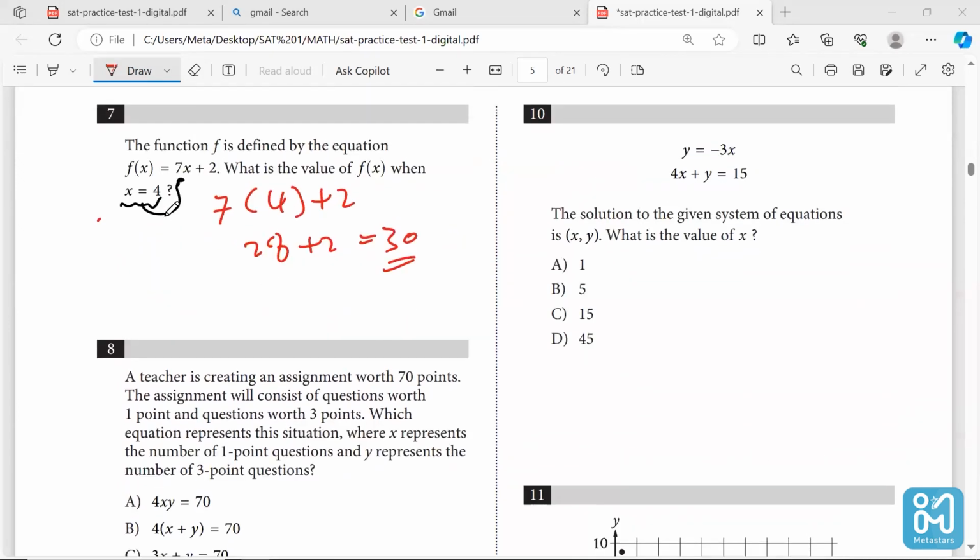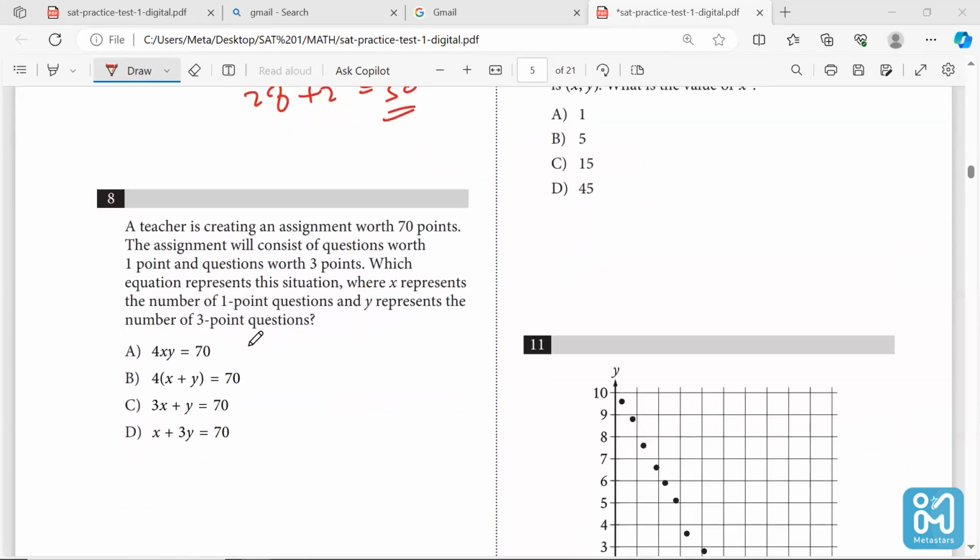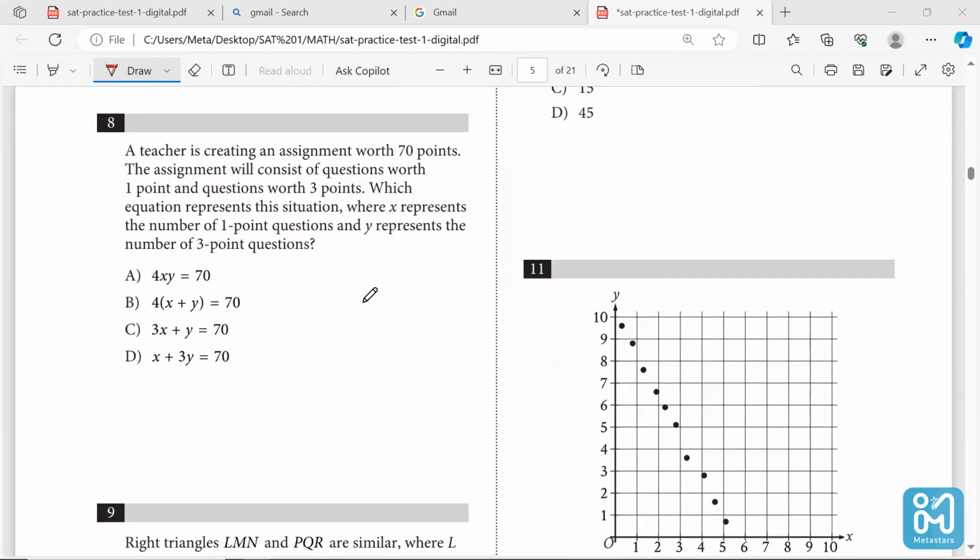I'm done with question 7. Let's say question 8. A teacher is creating an assignment worth 70 points. Focus, the assignment contains 70 points. The assignment will consist of questions worth 1 point. Let's call it x and give it a variable. And the questions worth 3 points, it's going to be y.